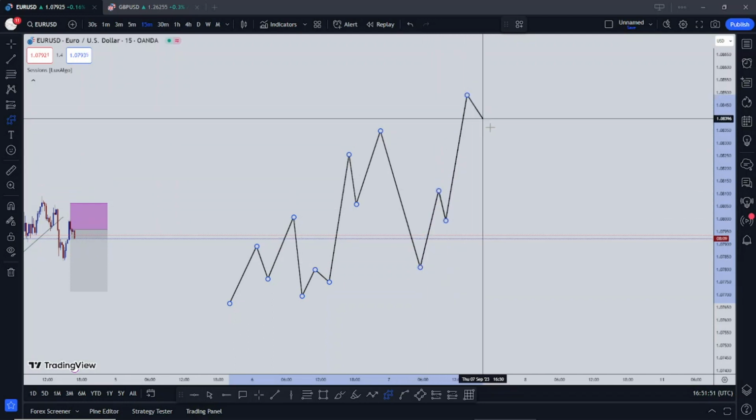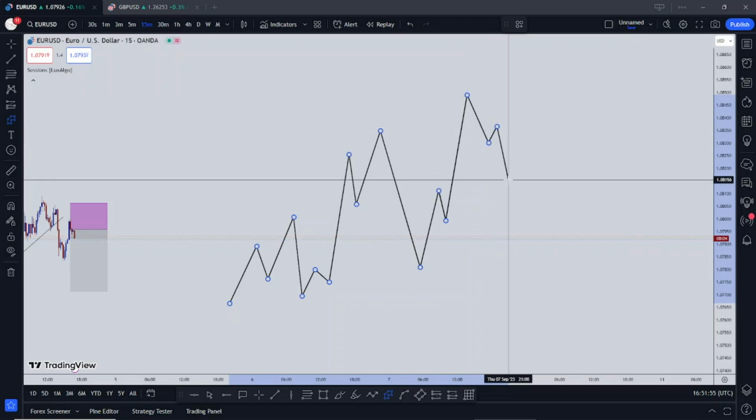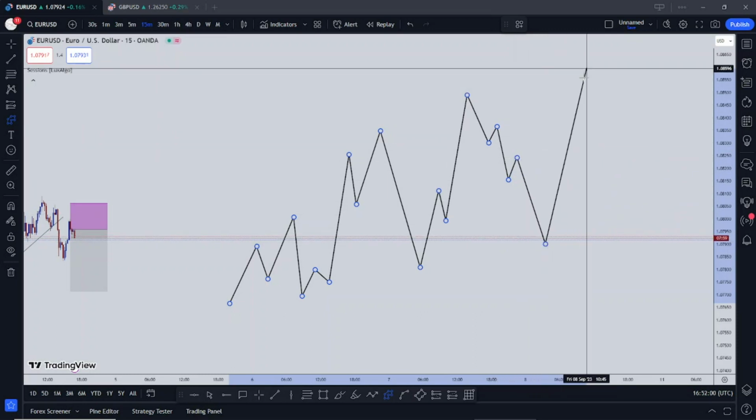This is how the market moves. You can agree to this or say no, or just have your own opinion.